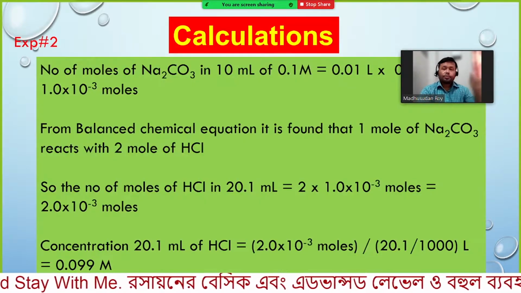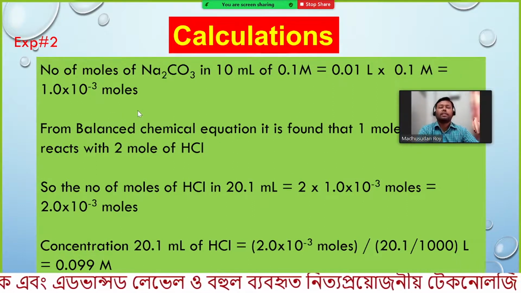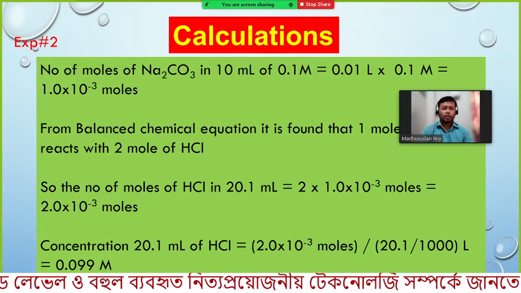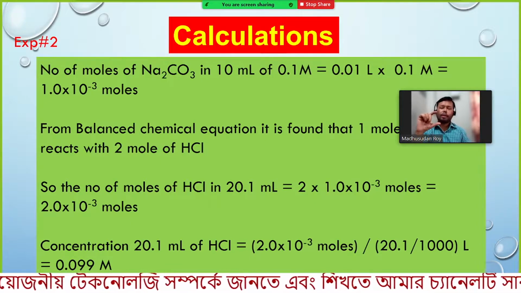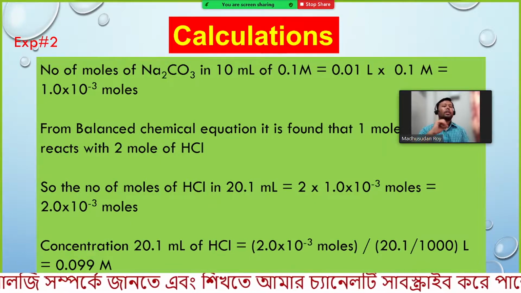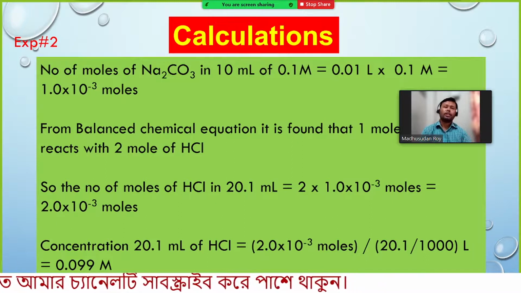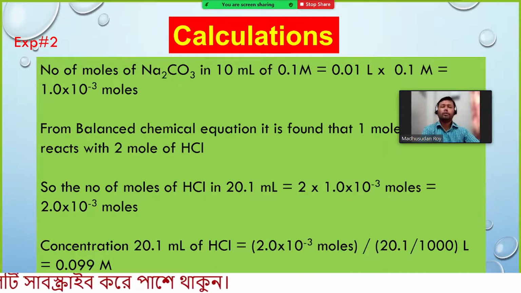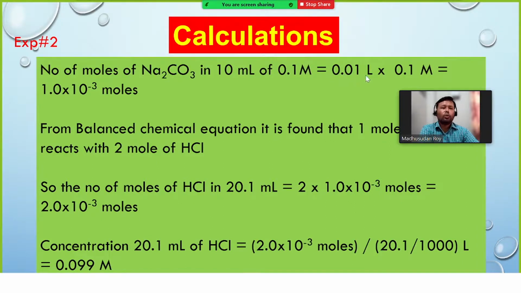That means here, how many moles of sodium carbonate have you taken in the 10 ml of sodium carbonate solution? For titration you have taken only 10 ml of sodium carbonate solution in the conical flask. So you need to calculate the number of moles of sodium carbonate in 10 ml. The concentration of sodium carbonate is 0.1 molar. So we are getting sodium carbonate 10 ml of 0.1 molar equals 0.01 liter into 0.1 molar equals 1.0 into 10 to the power minus 3 moles.